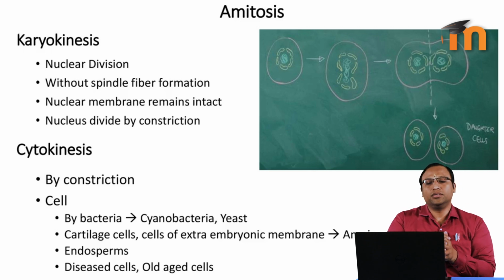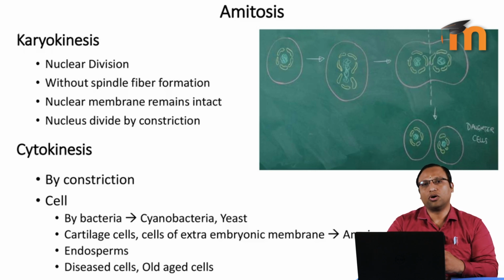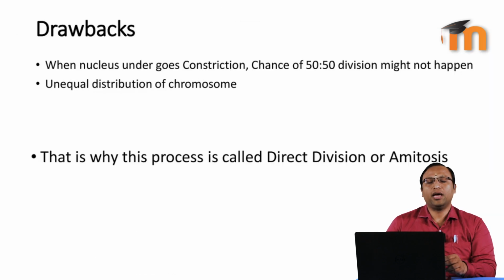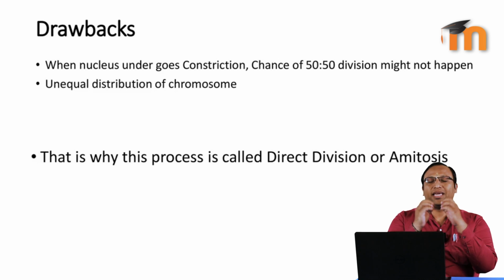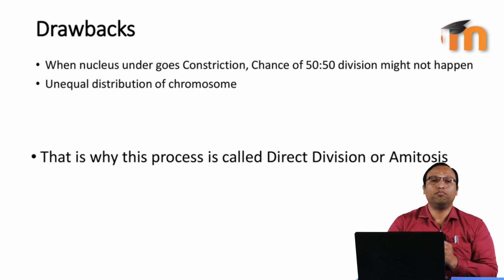When they enter into the cytokinesis, this is going to increase the constriction process. Cells like bacteria, mainly the cyanobacteria, or yeast, cartilage cells, the cells of extra-embryonic membranes like amnion and chorion, endosperms, diseased cells and old cells undergo the process of amitosis. The main drawback of this particular process is, since the nucleus is undergoing the constriction process, the equal division of the nucleus and the cell will not happen. That is, the chance of 50-50 division will not be there. This is an unequal distribution of chromosomes. That is why we call this process direct division or amitosis.